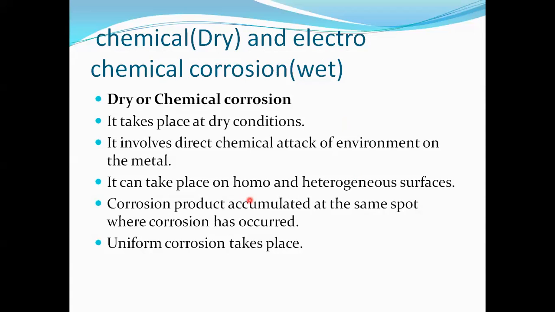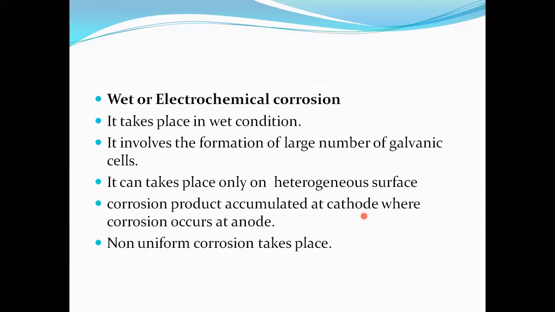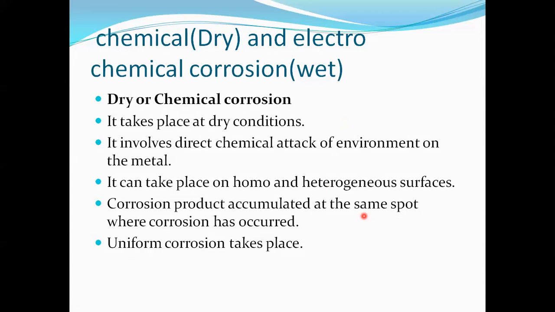Dry chemical corrosion can take place on homogeneous and heterogeneous surfaces. Now, the corrosion is identified on the metal surface. Now we will see the mechanism. In dry corrosion, as in the previous mechanism, the metal surface is oxidized and oxygen gas is reduced, where the metal combines with oxygen: metal plus oxygen gives metal oxide, the same mechanism.